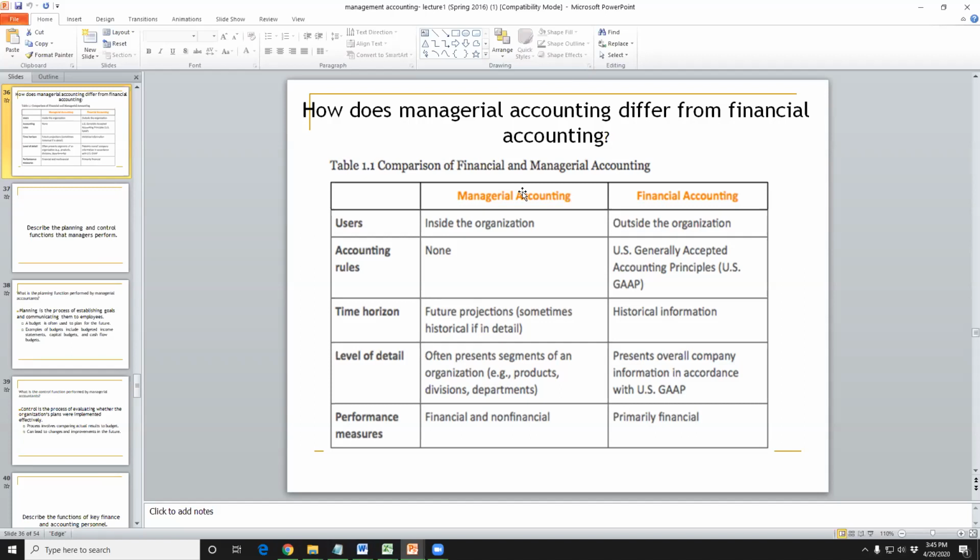And financial accounting is really very structured, right? We're going to provide the 10-Q and the 10-K quarterly and annually. Managerial accounting is really done as needed by the organization. And management accounting also has to consider both financial and non-financial information.